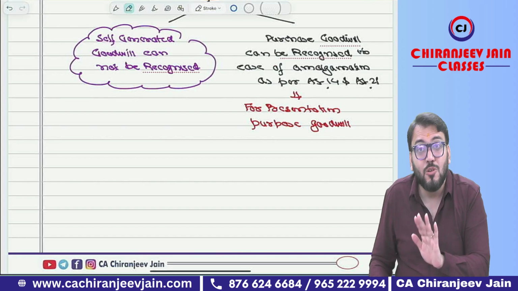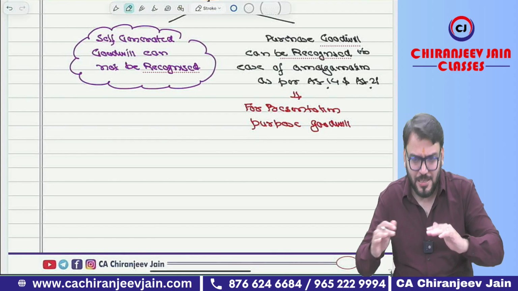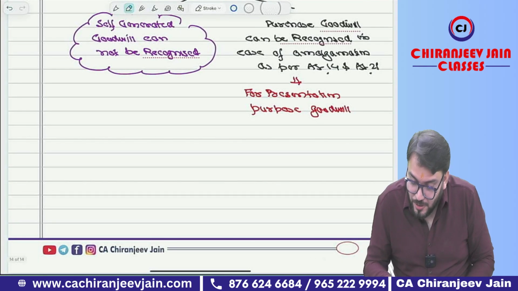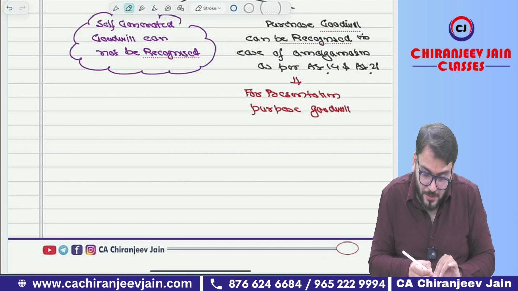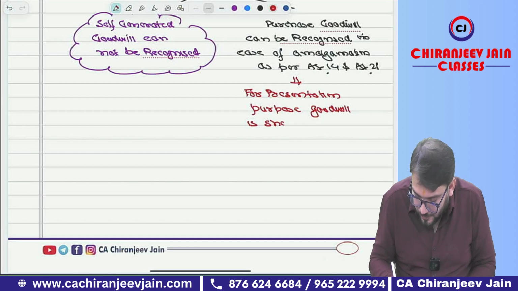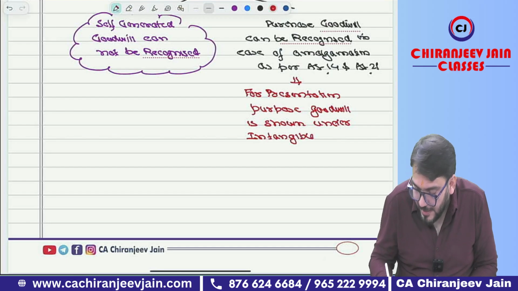However, once you come to CA final, goodwill will be separately disclosed in the balance sheet apart from other intangible assets. But right now, as per CA inter, for presentation purpose, goodwill is shown under intangible asset.